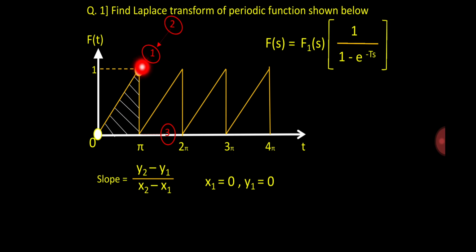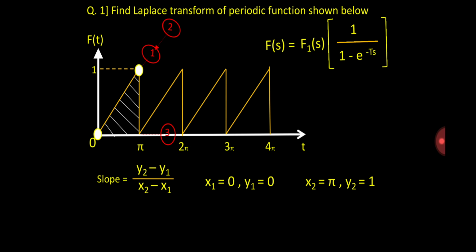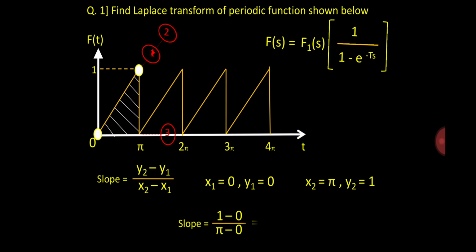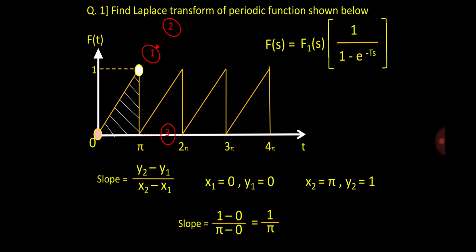So x2 and y2 can be found at this end point. So x2 is equal to what? x2 is equal to pi and y2 is equal to 1. So the slope of the ramp becomes (y2 minus y1) upon (x2 minus x1), which is equal to (1 minus 0) upon (pi minus 0), equal to 1 by pi. So 1 by pi is the slope of this ramp.